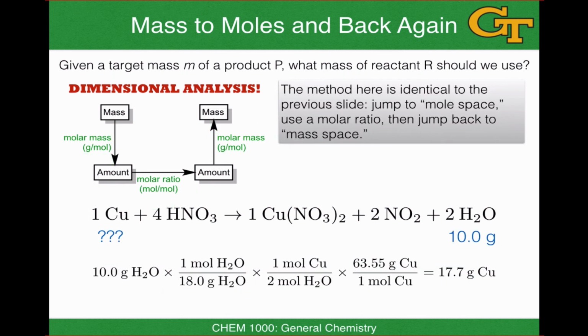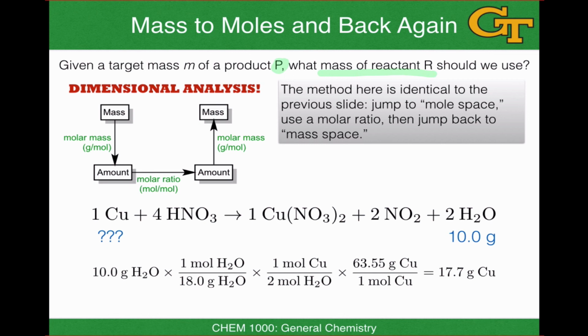Given a target mass of a product P, we can also determine the mass of reactant R that we need to use to achieve that target mass of product, assuming 100% conversion. And the method here is literally identical to that from the previous slide. It's just that we're moving in the opposite direction.